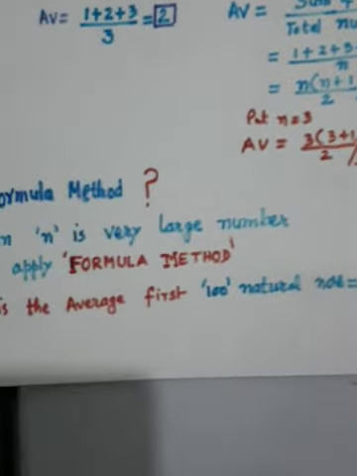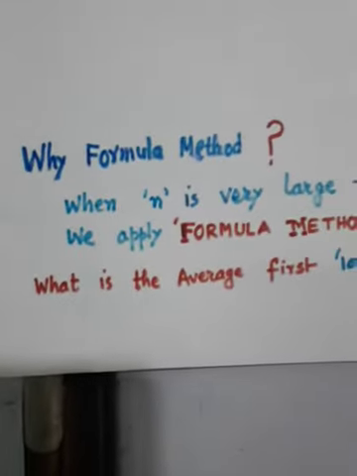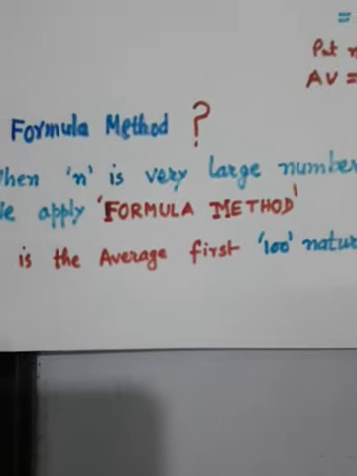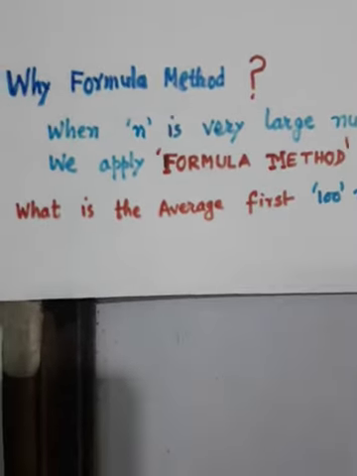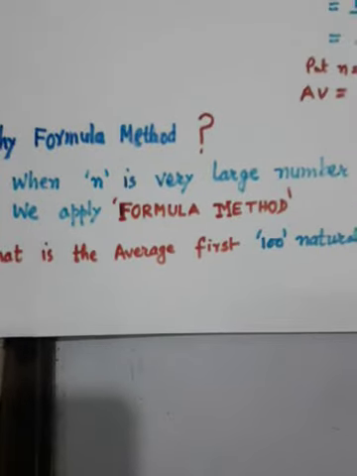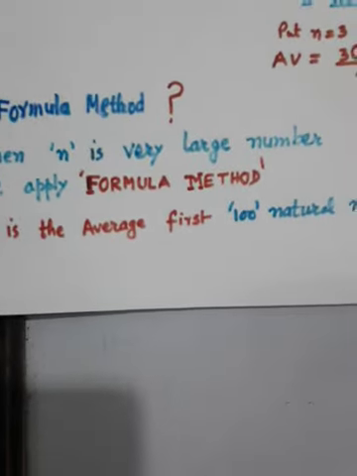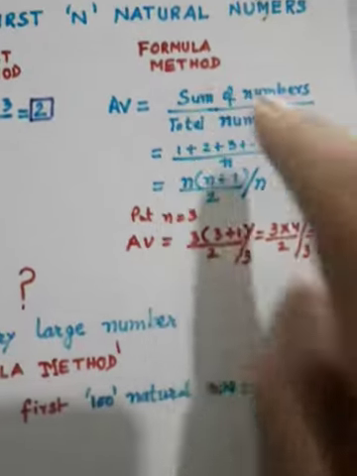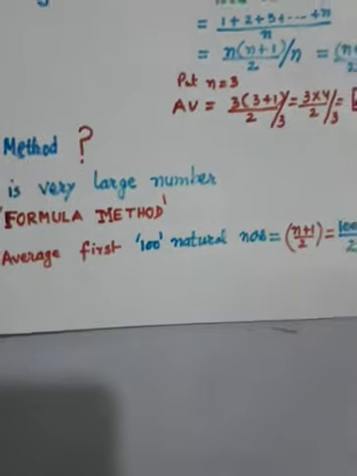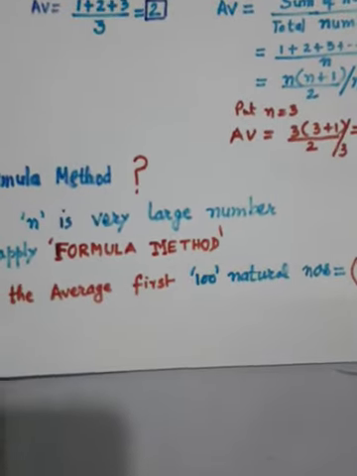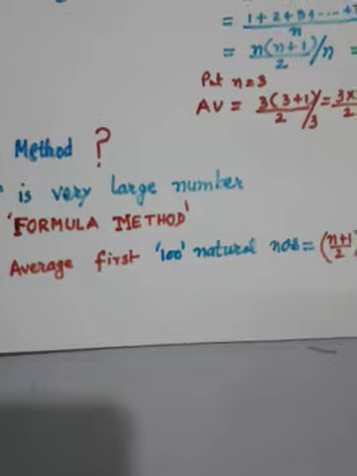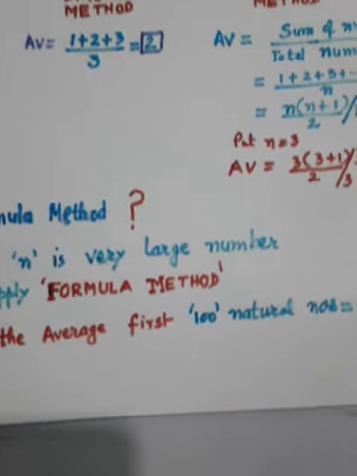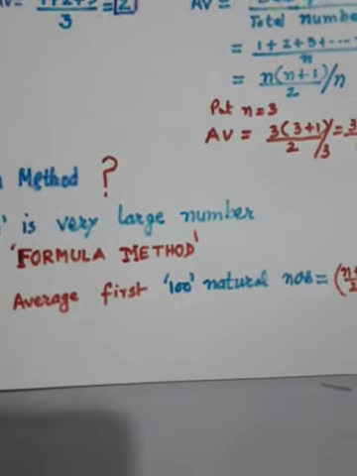Now, why is the formula used? When n is a very large number. I told you in my previous video that if you want to find the average of first 100 natural numbers, then you will not go by this direct method. You will go by the formula. The average of first 100 natural numbers is first term plus last term divided by 2. That is 1 plus 100 divided by 2, which is 101 divided by 2, that is 50.5.